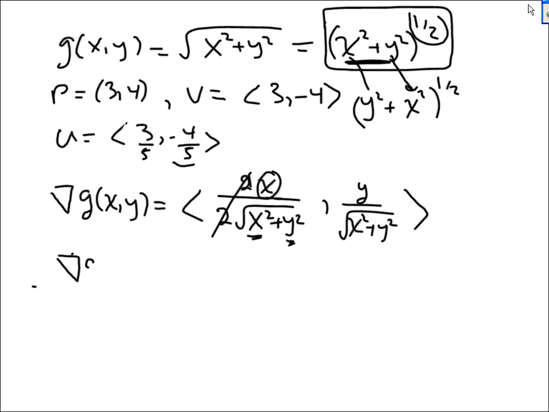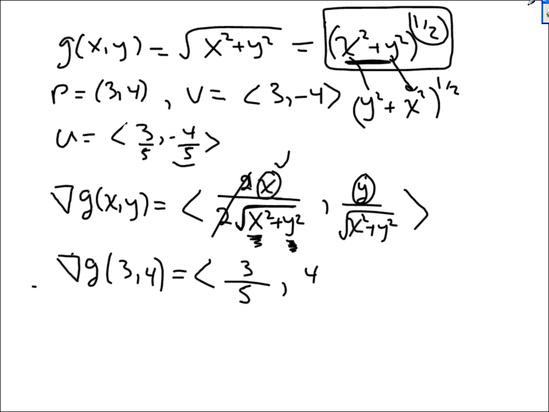The gradient of g at the point 3, 4 equals, well, x is 3, and the bottom, 3 squared plus 4 squared, that's 5 squared. The square root of that is 5, comma, y is 4, the bottom is still 5. 3 squared plus 4 squared is 5 squared. But we don't just want 3 squared plus 4 squared. We want the square root of that. Okay, and we have good old u.